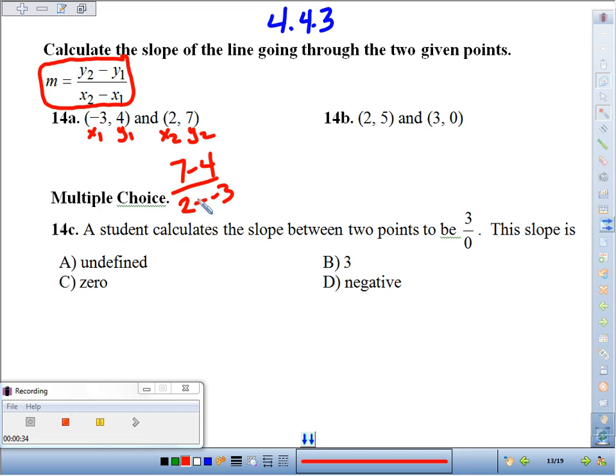So we do have to remember to chop. We end up with 7 minus 4 is 3. 2 plus 3 is 5. So the slope of that line would be 3/5.